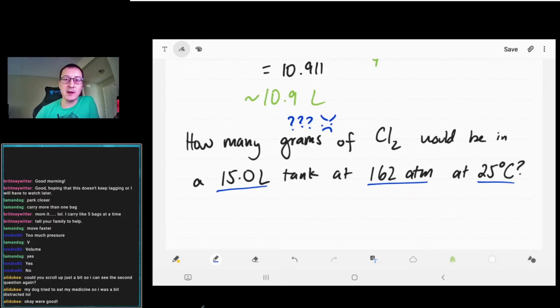So if you're completely stumped on this, if you see something like this on the homework or whatever, do what you can with the information that you're given. That's always a good place to start.